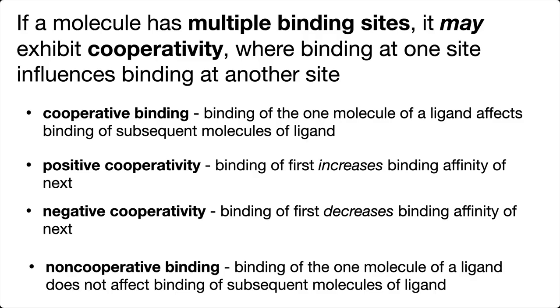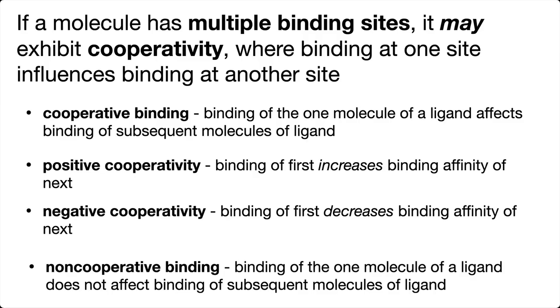Conversely, you could have something happen where the friend gets married and it's an awful experience for them. They're like, never get married, don't do it, avoid it at all costs. And so then that next friend would be less likely to get married. That would be an example of negative cooperativity. You could also have a non-cooperative binding situation where the marriage of one friend does not affect at all the marriage of the other friend. So you have multiple possibilities.